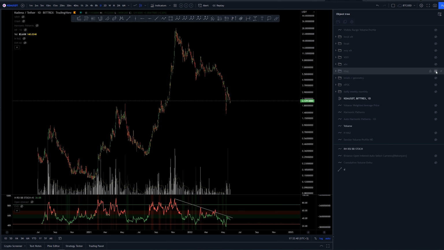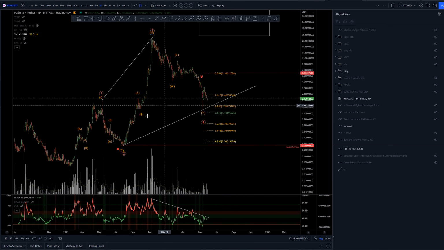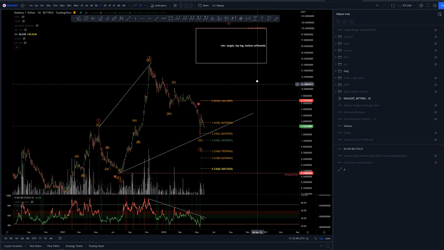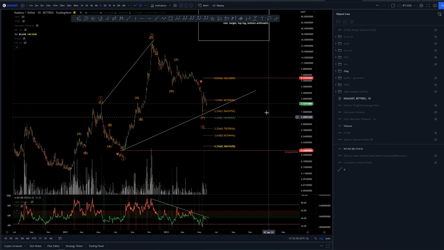Let's get going. So we have a couple of different counts on the higher time frame. Let's go through them fast as we have covered them in previous videos. This one is saying that we have a possible 1, 2, 3, 4 and would be looking for a 5th if the wave 4 is done. It is not certain of that either.